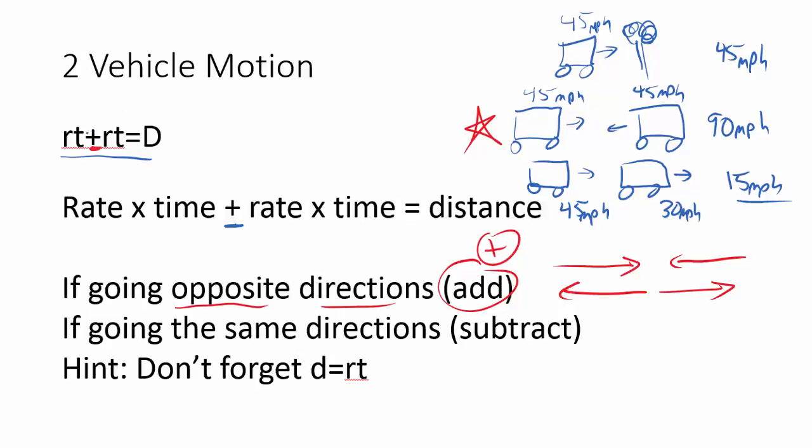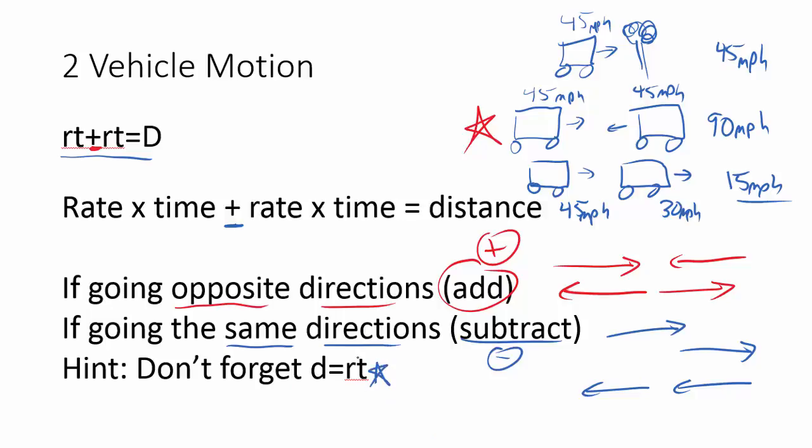Now, when this formula will change is if things are going in the same direction. So if they're going in the same direction, we just want to make that plus sign into a minus sign. So we're going to subtract. And when I say same direction, I just mean that two objects are chasing one another. One is going after the other one. Okay, and if that's the scenario, we're going to subtract.